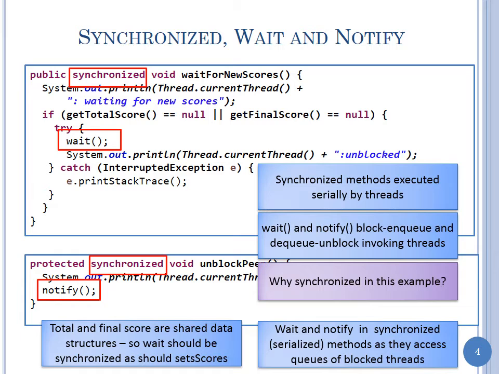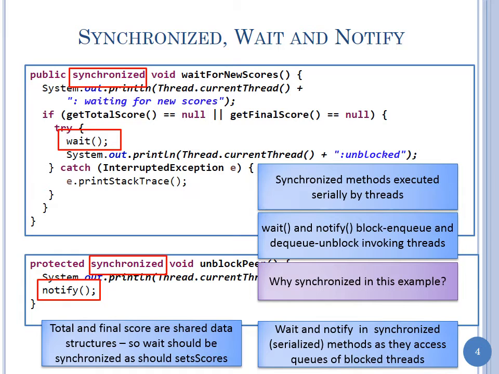We may also want thread cooperation, where one thread is waiting for some other thread to do something before it proceeds. And for that, we have wait and notify. Every object has a wait and notify method, and wait will block the executing thread in a queue associated with the object, and notify will unblock the first blocked thread associated with that object. If there is no blocked thread, notify is a no-op.